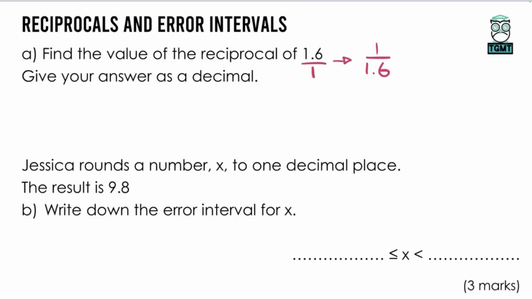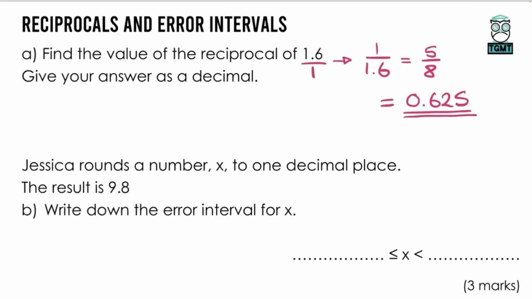Now we can't leave that as a decimal within a fraction, and it does say to give your answer as a decimal. So if we just type that into a calculator, you can type it in as a fraction, or 1 divided by 1.6. It comes out, and on my calculator, it turns it into 5 over 8. I'll use my conversion button, and that turns it into 0.625, and there we go, that is our reciprocal of 1.6.